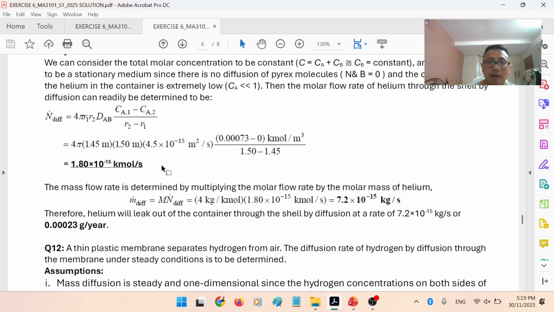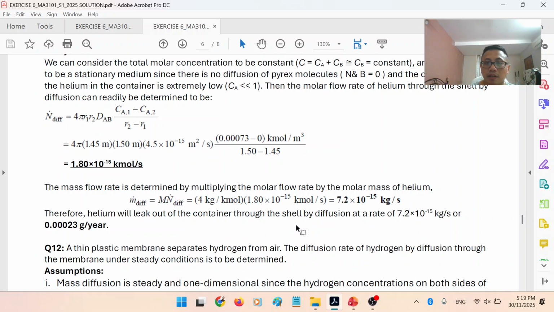Sorry, this is the molar flow rate, and we want to get the mass flow rate. So we have to multiply the molar flow rate by the molar mass of helium. We know the molar mass of helium is 4 kg per kilomole. So multiplying, we get 7.2 times 10 to the negative 15 kg per second.